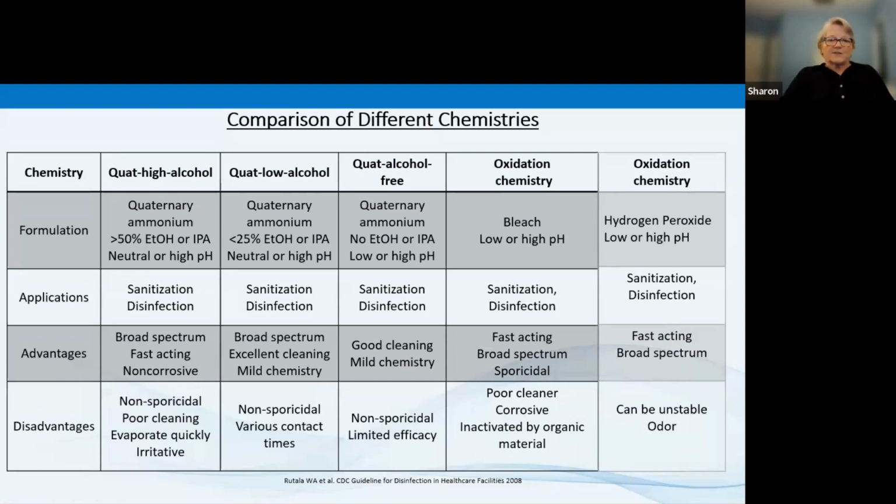Then we have our oxidation chemistry, which are halogens. Those are bleach products. They're fast acting. They're broad spectrum. They are sporicidal. Now, bleach is actually a poor cleaner because it isn't a surface cleaner, but it's actually an oxidizing agent. And bleach reacts with surfaces and breaks chemical bonds to kill organisms.